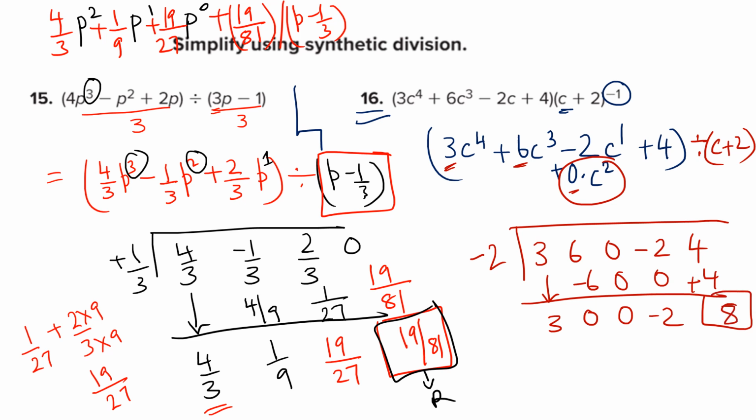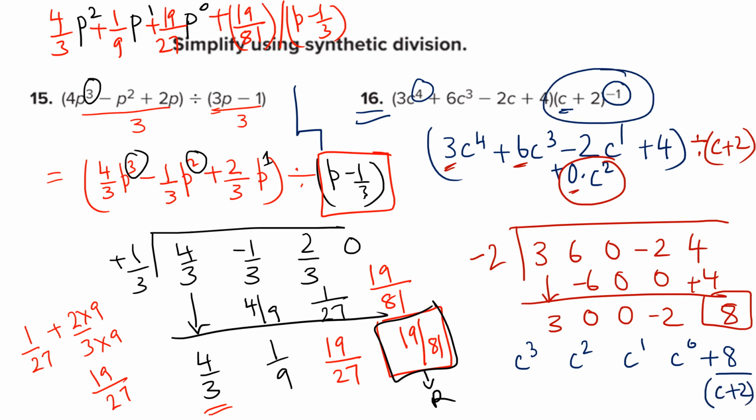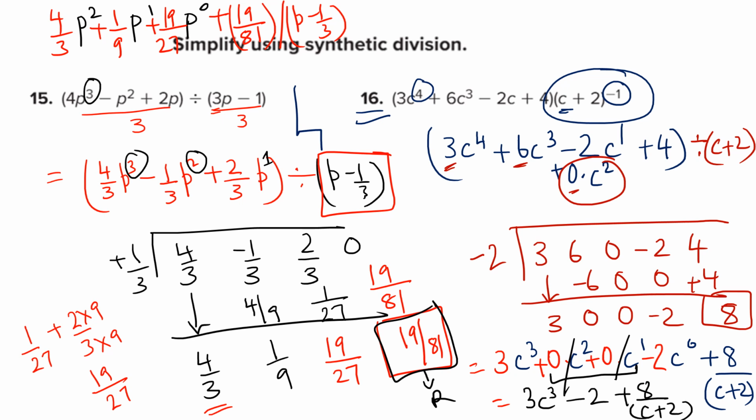Let's write the polynomial. Degree was 4, so we will start with 3. So C3, C2, C1, C0. Remainder is 8 divided by C plus 2. Okay, let's put the numbers. The numbers are 3, then 0, then 0, then -2. So can I say the final answer? Because see, 0 multiplied with anything is 0. So this two terms are gone. So 3C3 - 2 plus 8 divided by C plus 2 is going to be the final answer. So that completes all questions from 11 to 16, page 105 of Learning Objective 10.